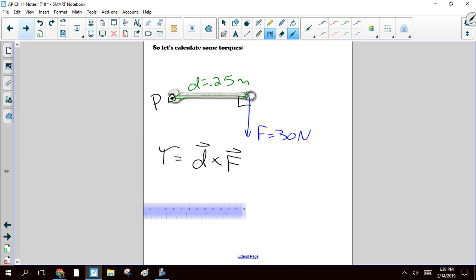Sorry, I'm hesitating. We went through all of this last year. So you get 0.25 meters times 30 newtons, multiply it out, and it gives you 7.5. The units here are newton meters.